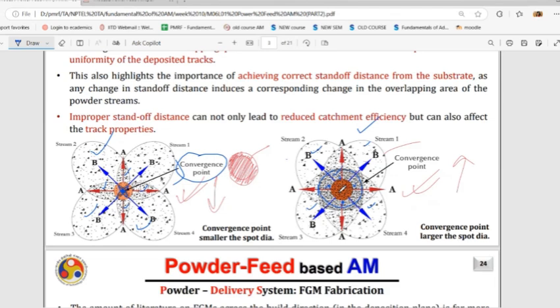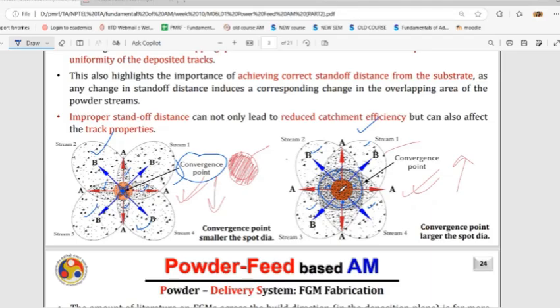That means more deposition. The deposited bead will be thicker. It will have more width. It will have more thickness. Less, because powder will be wasted.